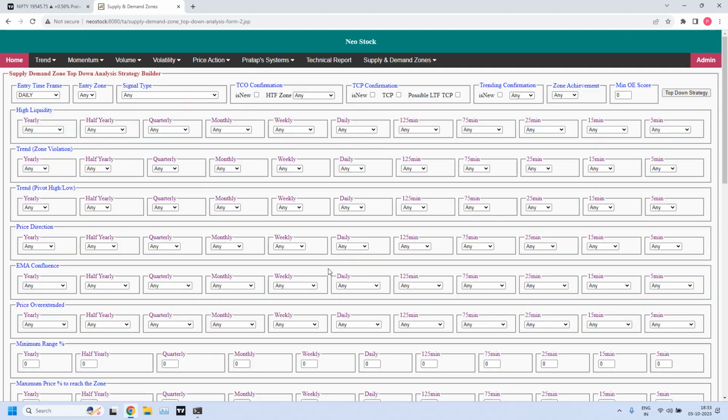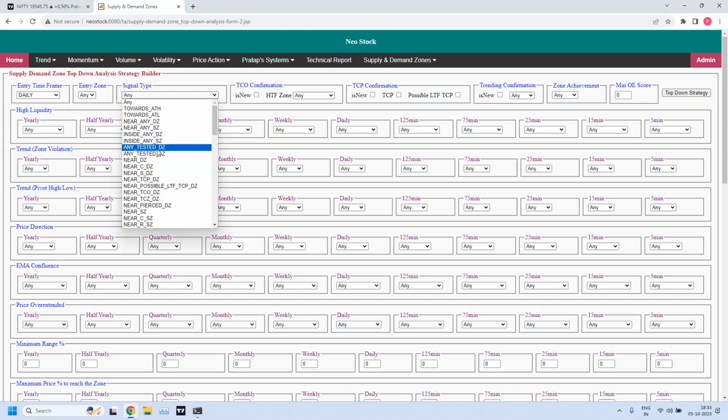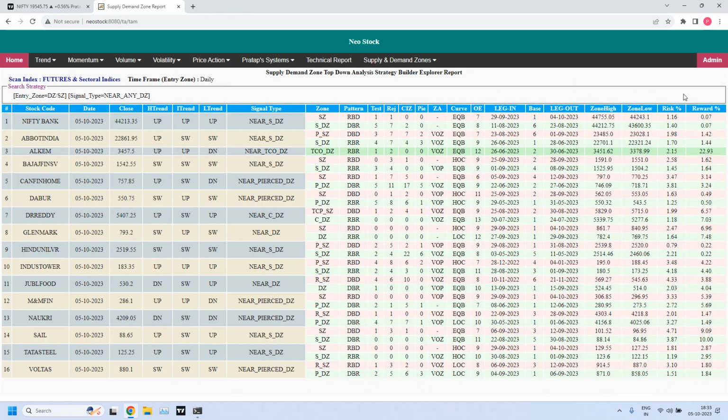Okay, now let's go to our main topic and generate the stocks near demand and supply zones. So entry time frame is daily. Let us find the stocks which are near to the daily demand zone. So these 16 stocks are near to the daily demand zone.